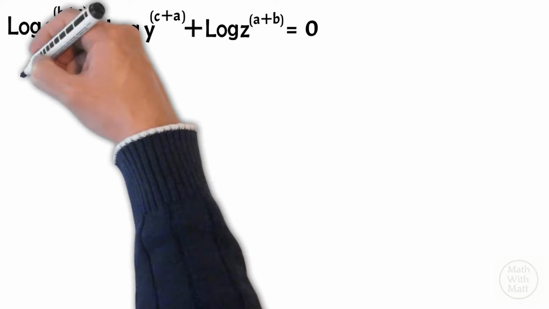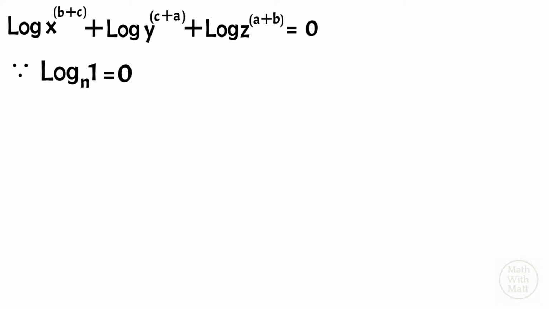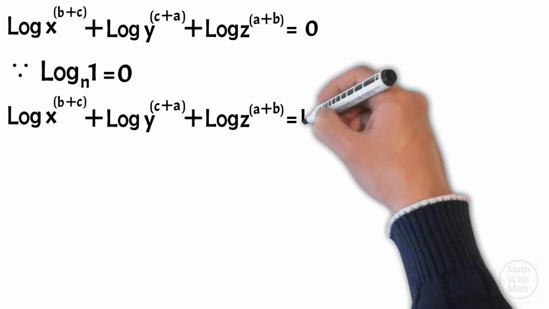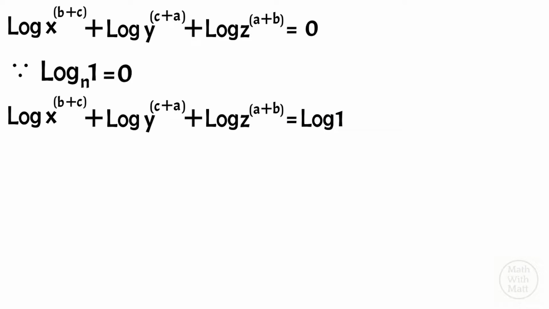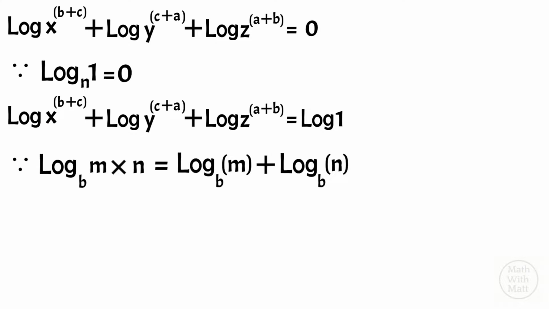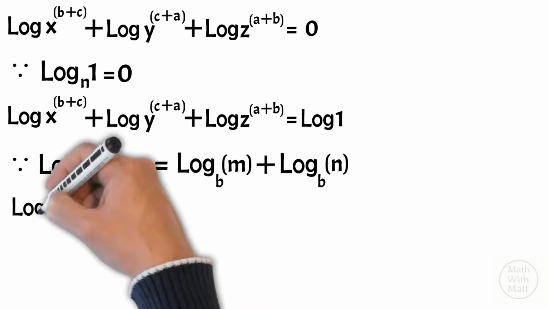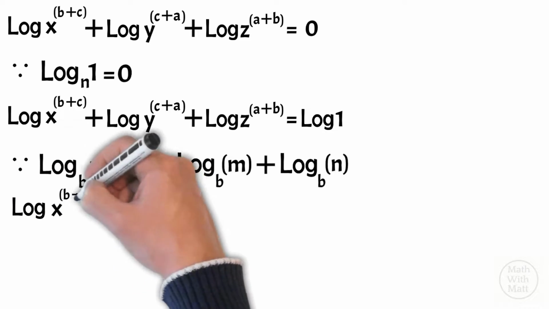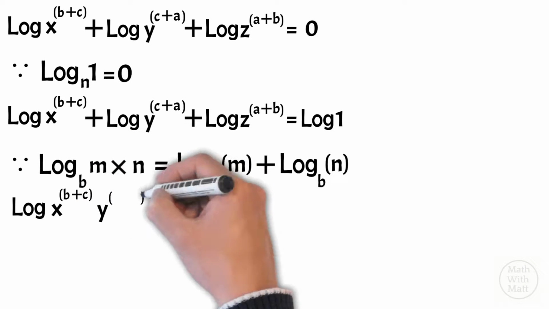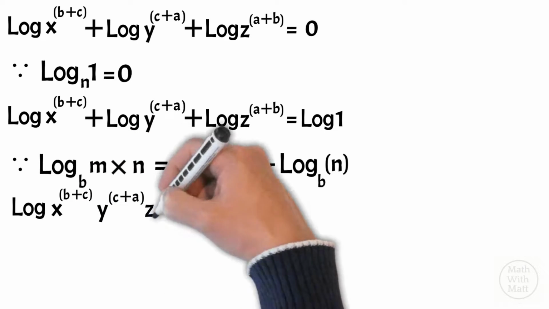Since we know that log of 1 is 0, we can replace 0 with natural log of 1. And we use log of product on the left-hand side of the equation to get log of x to power (b plus c) times y to power (c plus a) times z to power (a plus b).